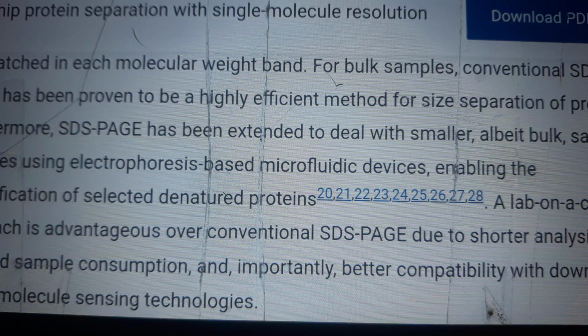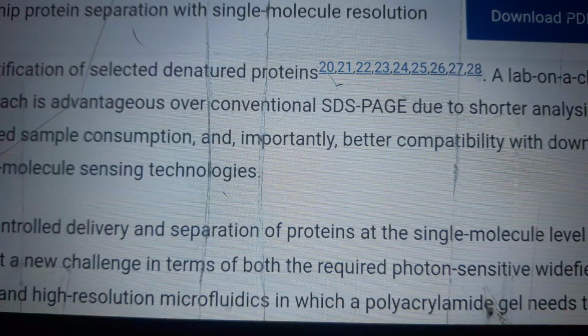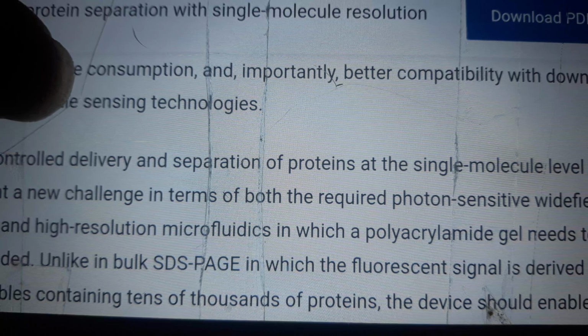Furthermore, SDS-PAGE has been extended to deal with smaller, albeit bulk, sample volumes using electrophoresis-based microfluidic devices, enabling the quantification of selected denatured proteins. A lab-on-a-chip approach has its advantages over conventional SDS-PAGE due to shorter analysis time, reduced sample consumption, and importantly, better compatibility with downstream single molecule sensing technologies.